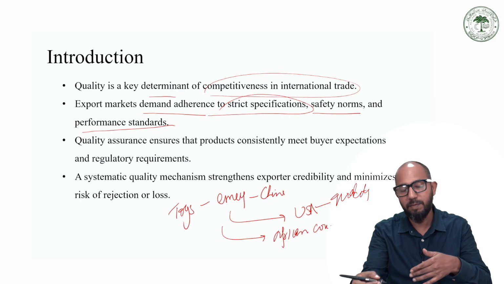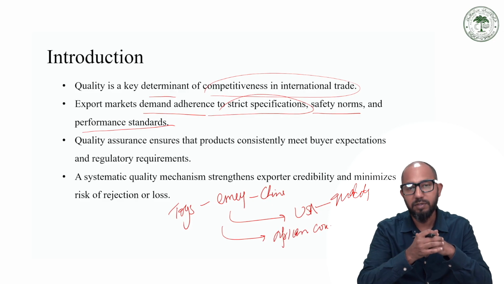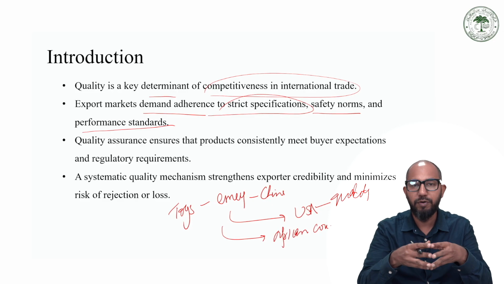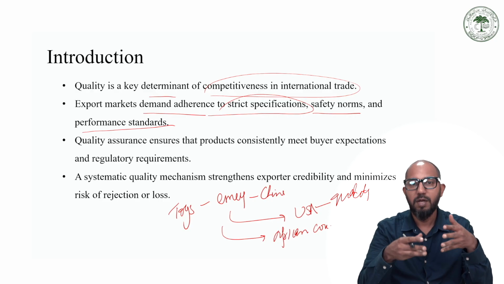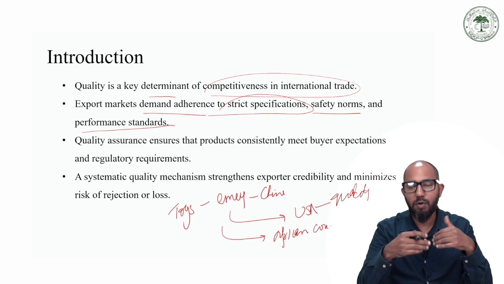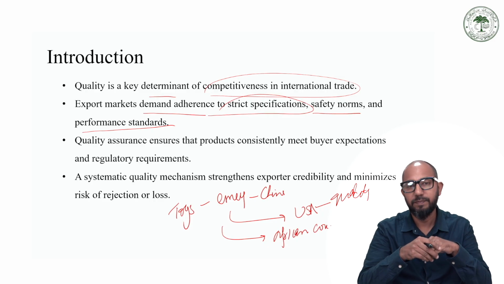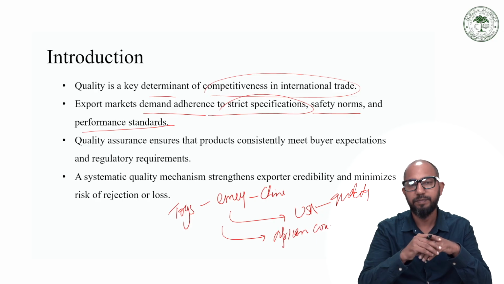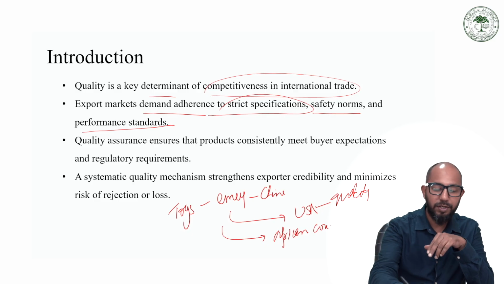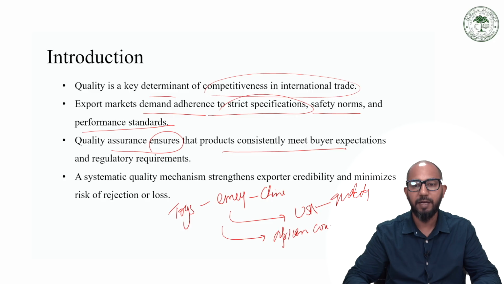than what toys are being exported to African countries, because the rules and regulations, monitoring and specification which are there in United States of America are very strict. They are all the Bureau of International Standards. Thus, exports market demand need to adhere to all these things, which again fall part of the quality control. Also, quality assurance ensures that product consistently meet buyers' expectation and regulatory requirements.